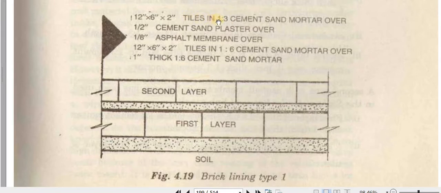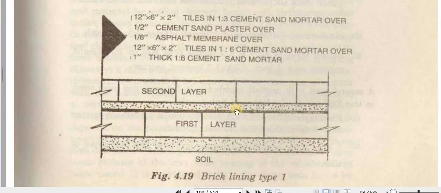These tiles are prepared in 1:3 cement sand mortar, with the dimensions of length, width and height of this one block. So these are placed over this one, this is placed over this one. So the second layer is half-inch cement sand plaster over this, and then the third one we have is 1/8 inch asphalt membrane.